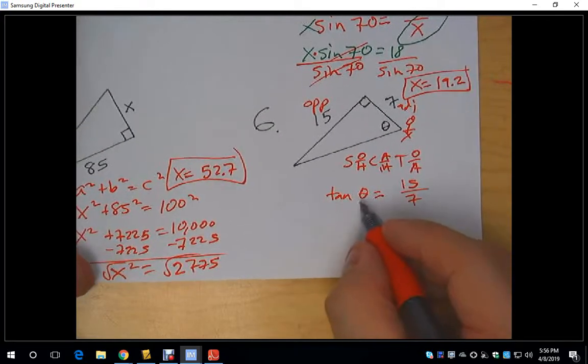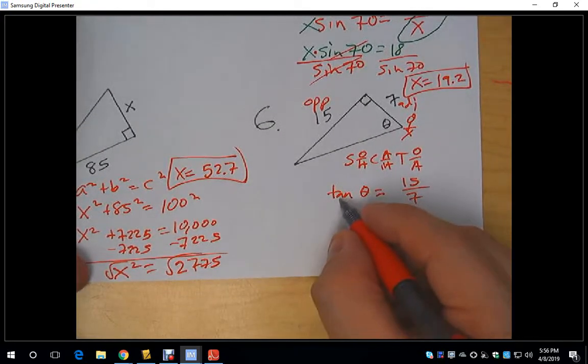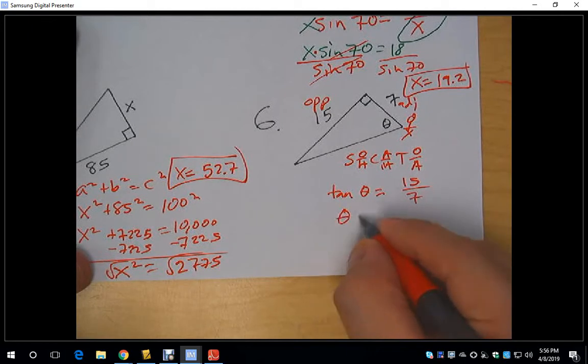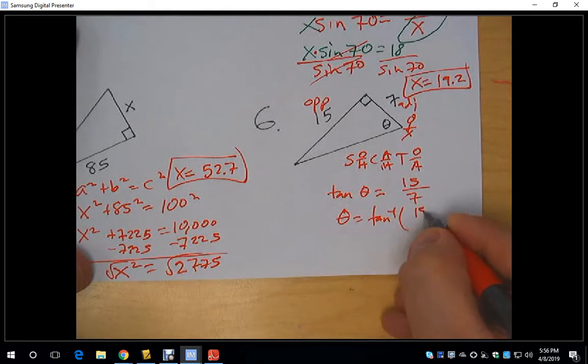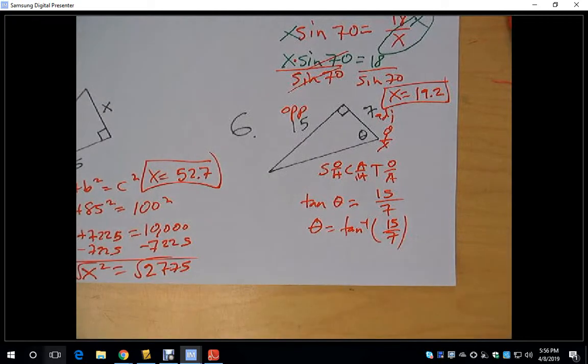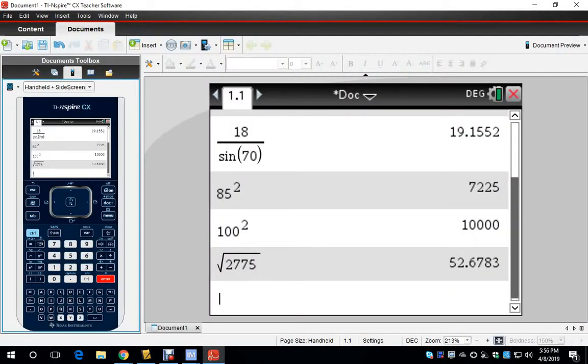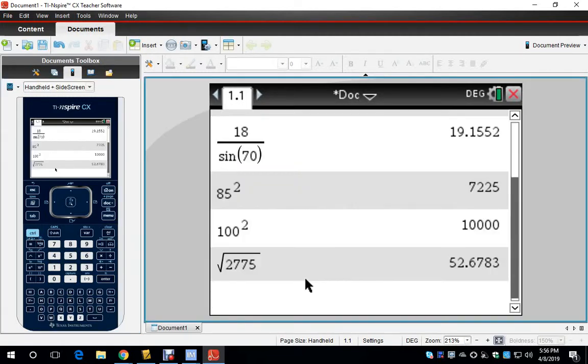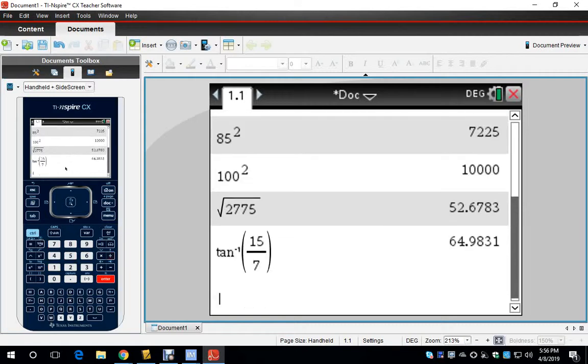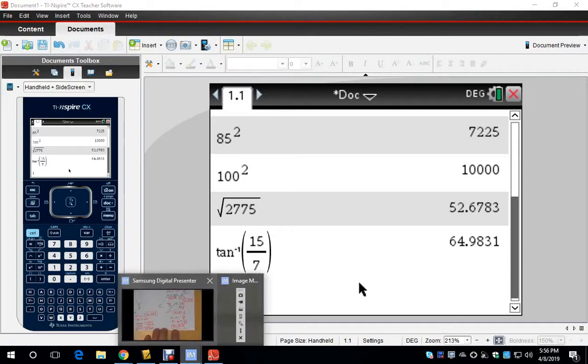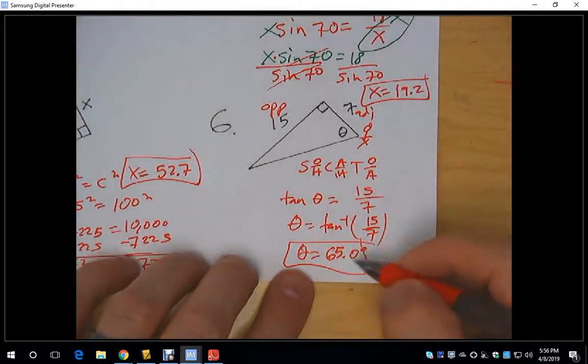And then I need to solve for theta. So I'm going to take the inverse of tangent of both sides. So I have theta equals the inverse of tangent of this 15 sevenths. So I'm going to throw that into my calculator really quick. I have the inverse, oops, that is not what I meant to type in. So the inverse of tangent of 15 sevenths, and that gives us that theta equals 65.0 degrees. And so there you go.